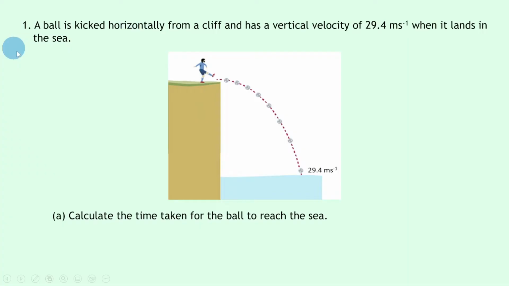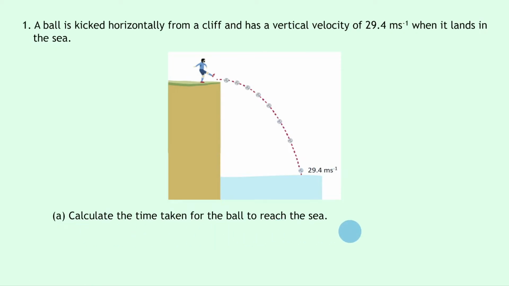So let's get started. Question 1 says a ball is kicked horizontally from a cliff and has a vertical velocity of 29.4 meters per second when it lands in the sea. So you can see from the picture here, we've got our typical projectile motion of the curved trajectory, and the ball's at a final vertical velocity of 29.4 meters per second just before it hits the water. Part A says to calculate the time taken for the ball to reach the sea.